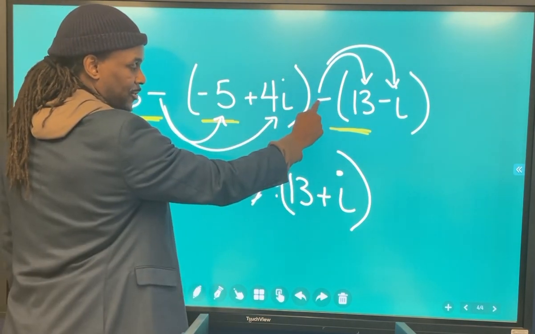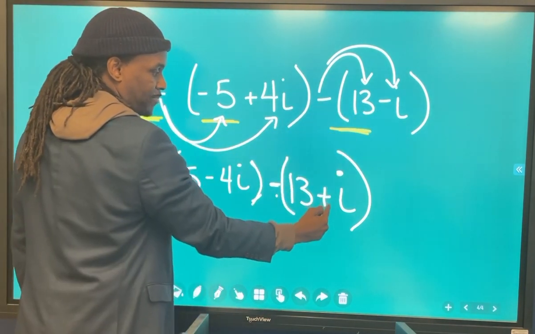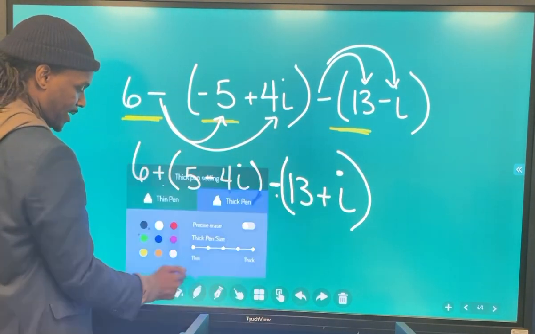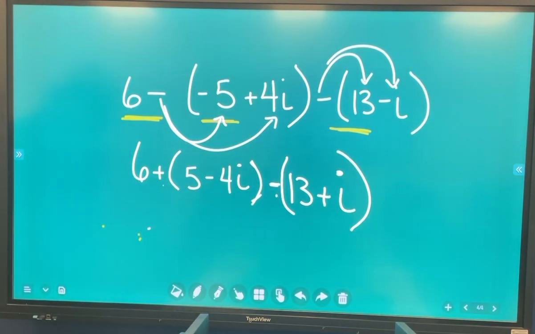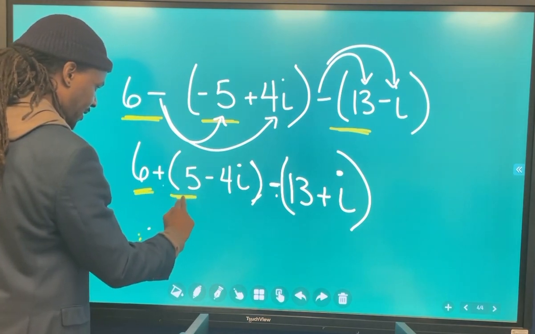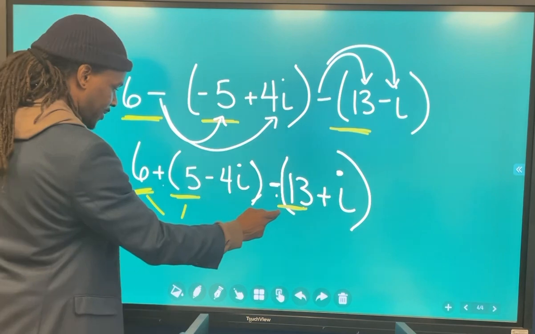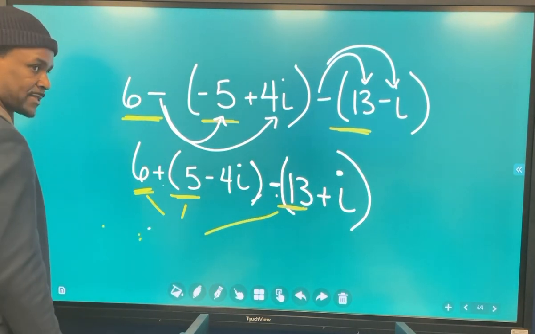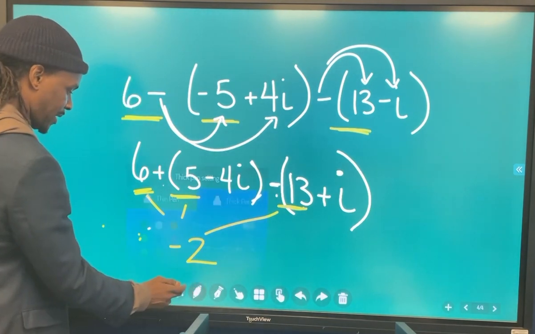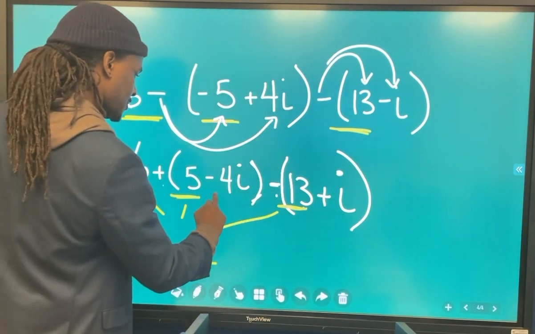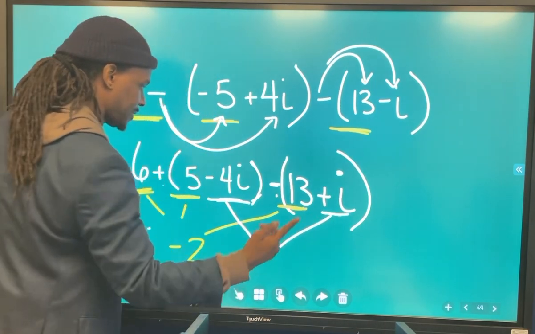There's a negative on the outside of these parentheses. So the negative 1 times the negative i made it positive i. Now combine my like terms. What are my like terms? 6 plus 5, you're gonna add 6 and 5 and then subtract 13. What should I get? 11 minus 13 is negative 2. Negative 2 as a standard number. Then we gotta combine the rest of them. Negative 4i plus i gives me negative 3i.